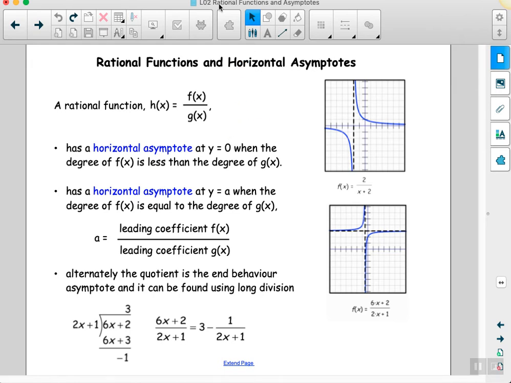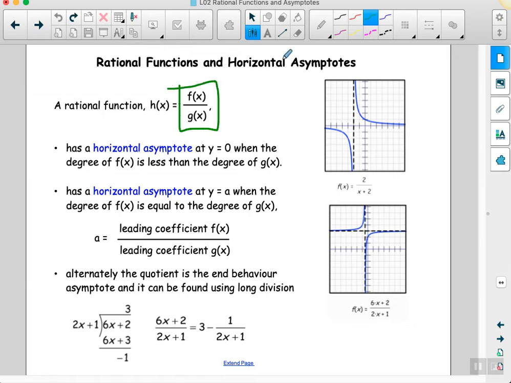All right, now I'm going to pause, and I want you to pause too, because I want you to read through that summary. Rational functions of the form f of x over g of x, where f and g are polynomial functions.